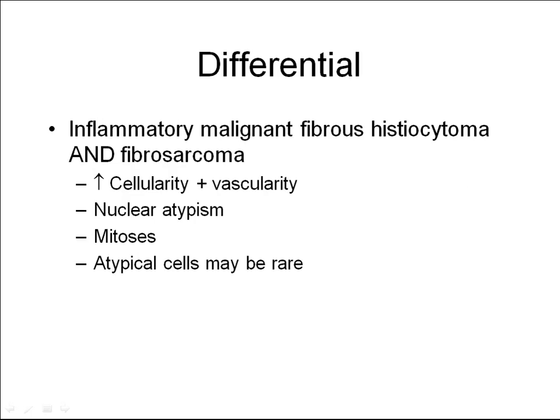Inflammatory malignant fibrous histiocytoma and fibrosarcoma show increased cellularity and vascularity, and pathology typically shows nuclear atypism, mitoses, and atypical cells, although these may be rare, making it difficult to distinguish from RPF.